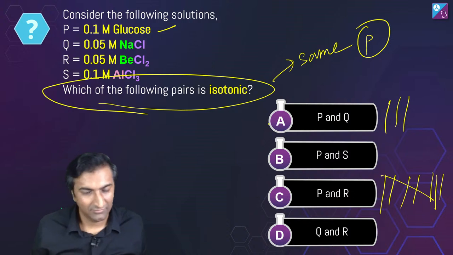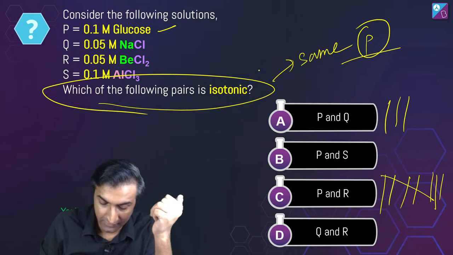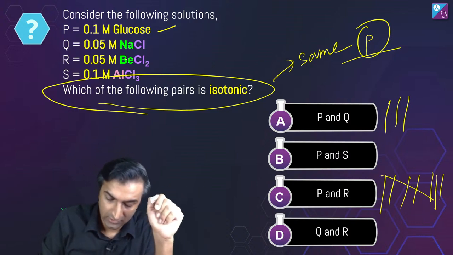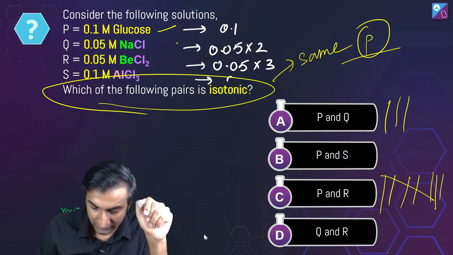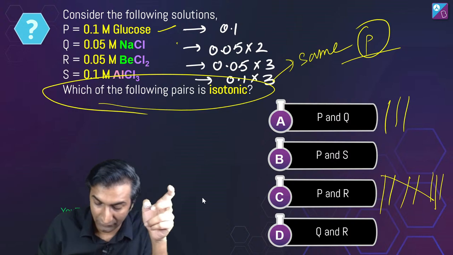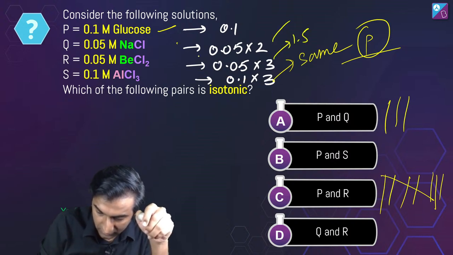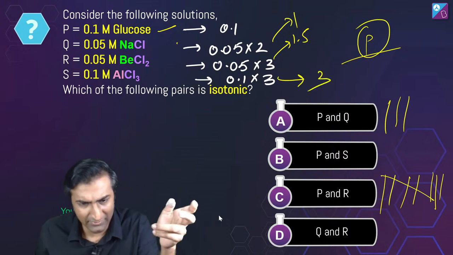Now yaar, this one seemed like a straightforward question to me. Isotonic means same pressure, meaning same number of solute particles. This is 0.1, this is also 0.1, this is 0.1, 3, 1.5, this is also 1.5, sorry, this is 3, not 1.5. So the answer will be A or B.